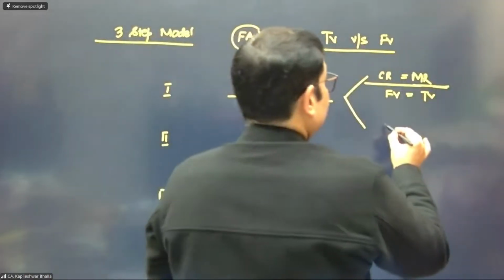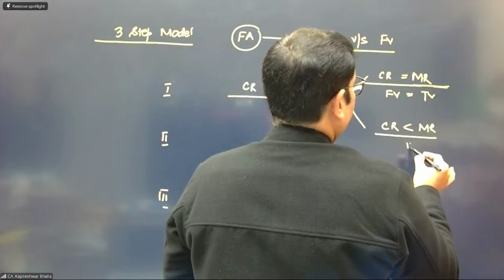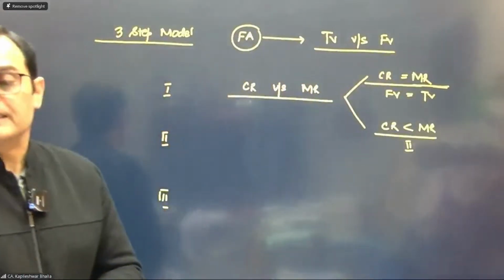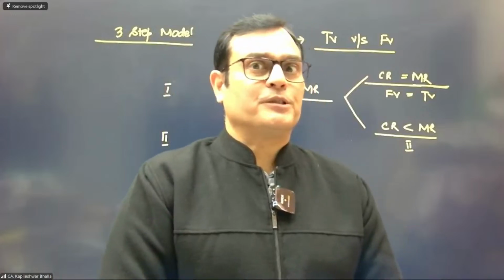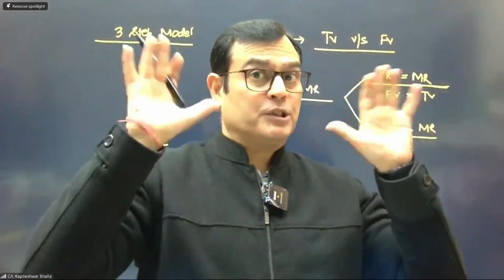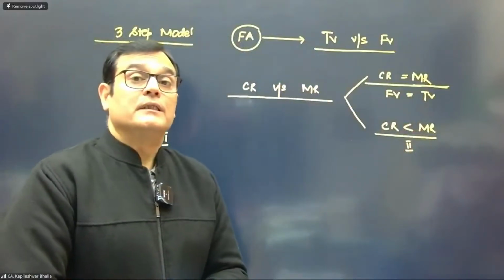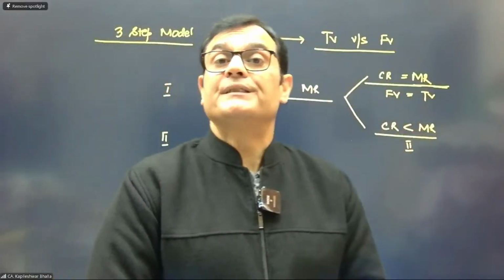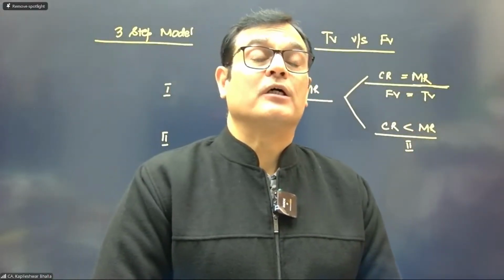But when you see that the CR is less than the market rate of interest, it's time to go to step number 2. I'll show you some illustrations also very soon, and then I'll map up the entire concept. This is just a chain of thought. So your first focus would be a comparison of the contracted and the market rate in order to decide whether the transaction and fair values are different or not.